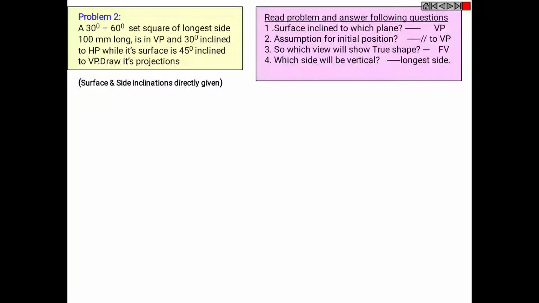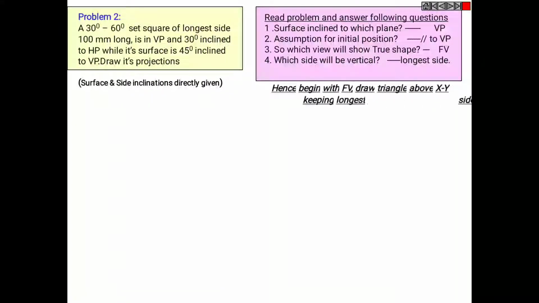So by reading the problem, answer the following questions. The surface is inclined to which plane? VP, and the assumption for the initial position is parallel to VP. Which view will show the true shape? Front view. And which side will be vertical? The longest side. So hence begin with the front view. Draw the triangle above XY, keeping the longest side vertical. Surface and side inclination are directly given.